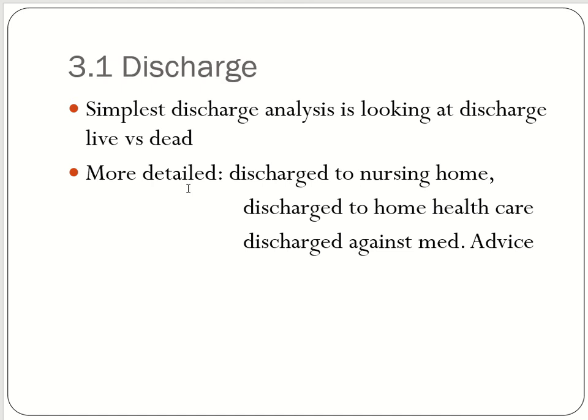Or, more detailed, you can look at was the patient discharged to a nursing home? Was the patient discharged to home health care? Or was the patient discharged against medical advice? And all of these are considered outcomes under the umbrella of discharge.